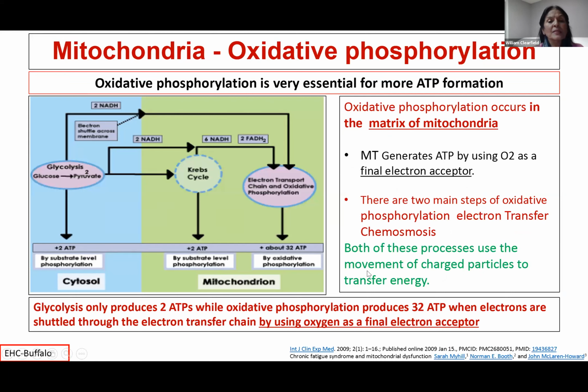Now, oxidative phosphorylation is the very essential part of ATP formation. So it occurs in the mitochondria. Mitochondria generate ATP by using oxygen as a final electron acceptor. There are 2 main steps for oxidative phosphorylation: electron transfer and chemiosmosis. Both of these processes use the movement of charged particles to transfer energy. Glycolysis only produces 2 ATPs, while oxidative phosphorylation produces 32 ATPs, while electrons are shuttled through the electron transfer chain by using oxygen as an electron acceptor.